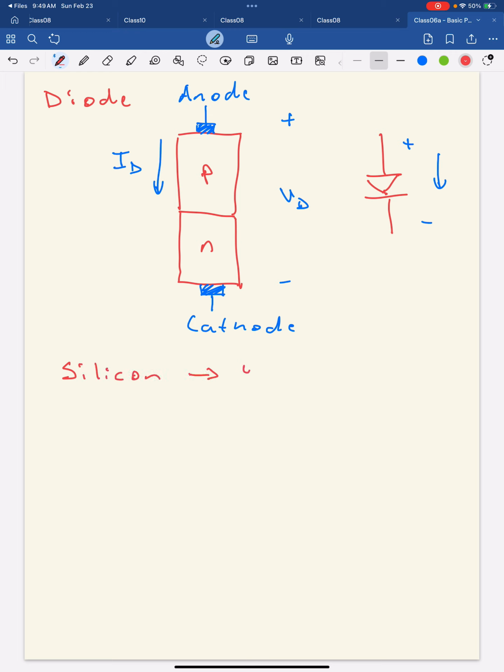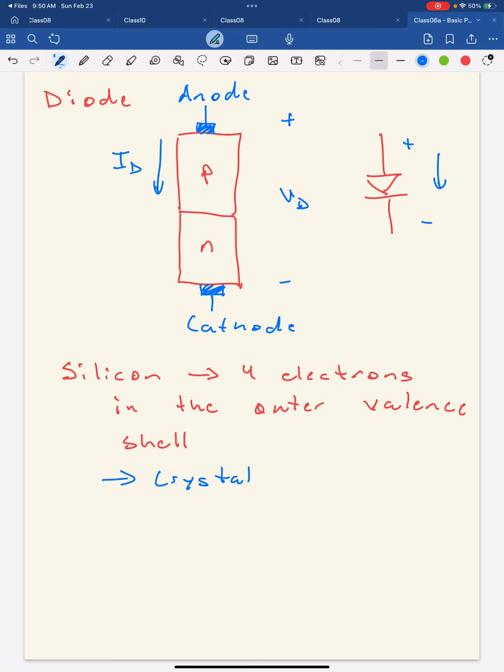Now, just getting into the physics here, diodes are constructed of silicon. And silicon has 4 electrons in the outer shell. Maybe you've learned this in one of your other classes, and maybe in more detail. This is kind of the Cliff Notes version. If we have 4 electrons in the outer shell, then silicon can form a nice crystal lattice with 8 electrons shared in the outer shell.